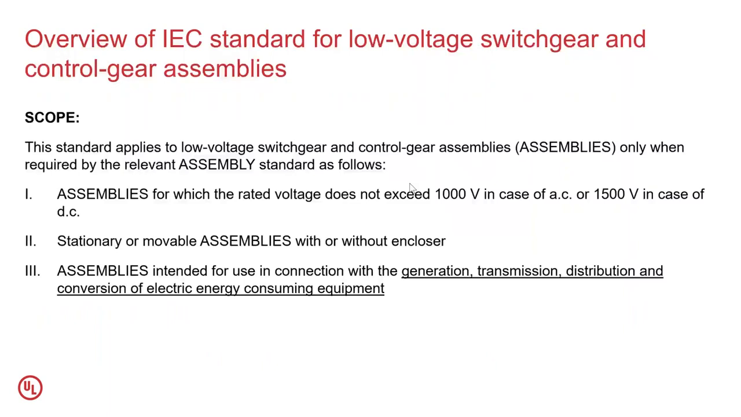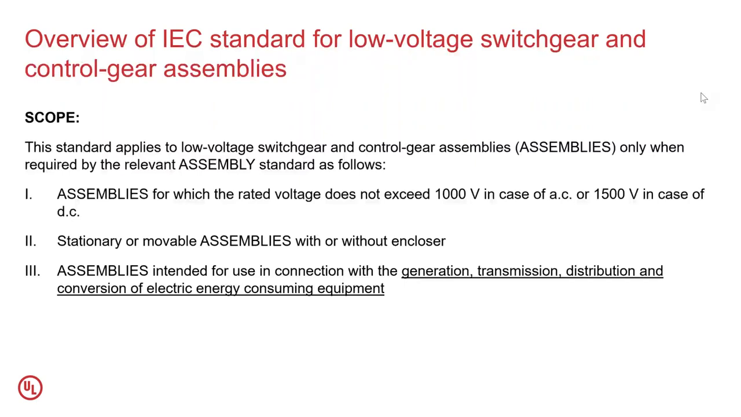Whenever you read a standard, you read it with the scope. What does the scope talk about? Based on the scope only, we can derive what type of product it is. Assemblies, especially IEC 61439, talk about low voltage switchgear and controlgear assemblies. You see how beautifully it is defined.